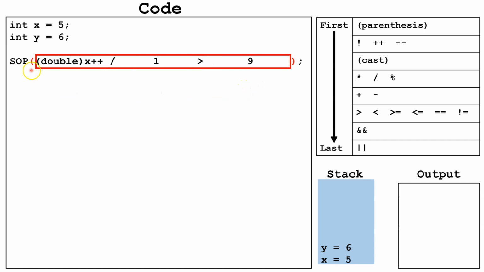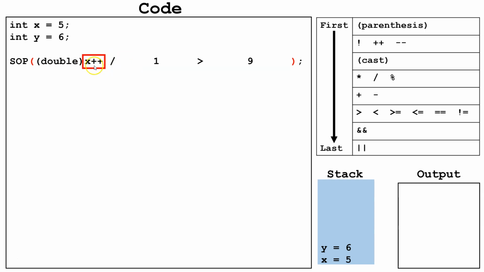Next, we are in our outermost set of parentheses. So we've got several different operations. We've got a cast, we've got a plus plus incrementation, we've got division, and we've got a greater than. We can see the plus plus increment takes highest precedence. So we'll do x plus plus.